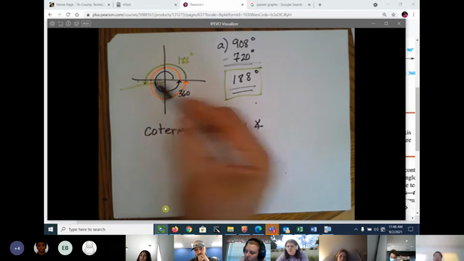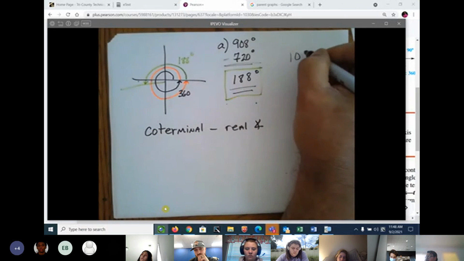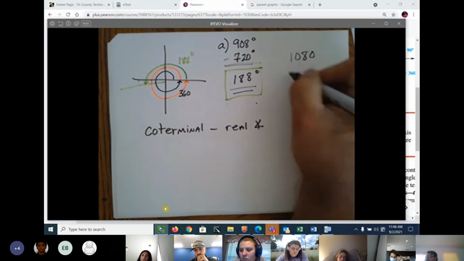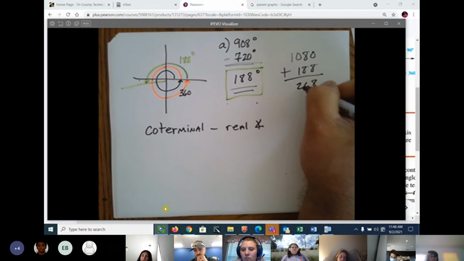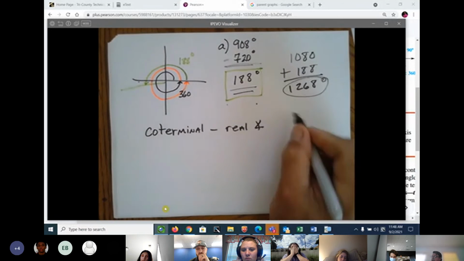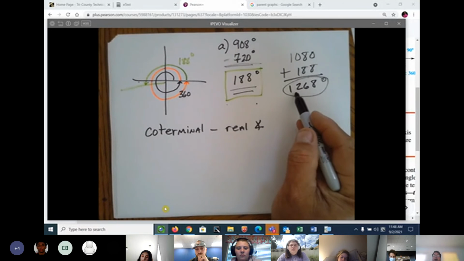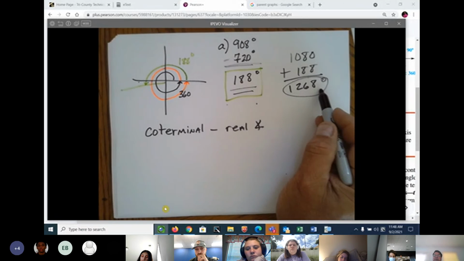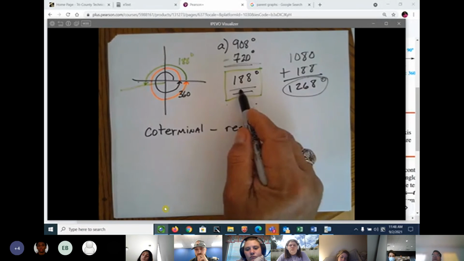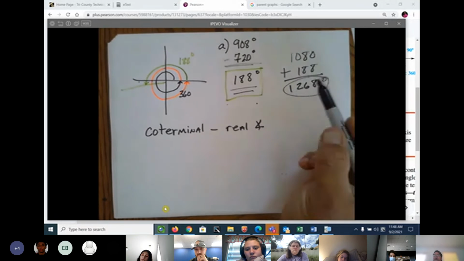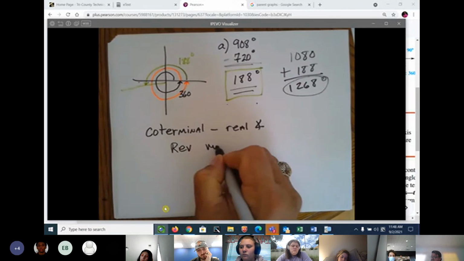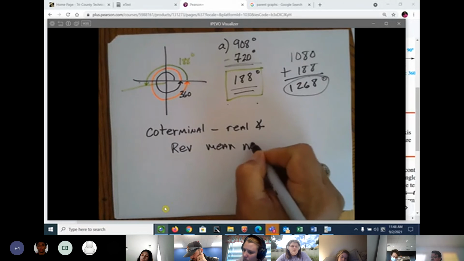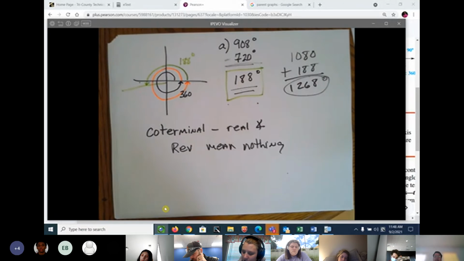And 188 degrees could also be, let's see, 1,080 plus 188? 8, 6, 2, 1. I could ask you, what is the coterminal angle of 1268 degrees? It's still 188. Because all I did was add 1 revolution to it. The revolutions mean nothing. On coterminal, the revolutions mean nothing. You got it?